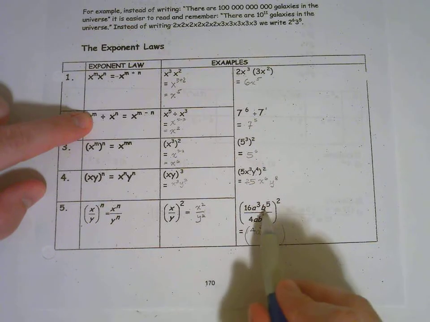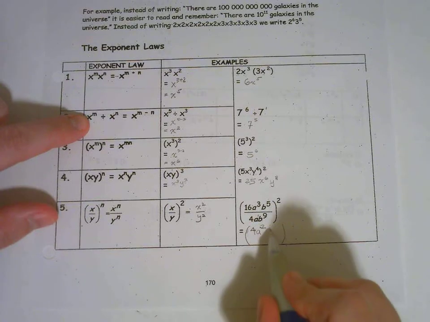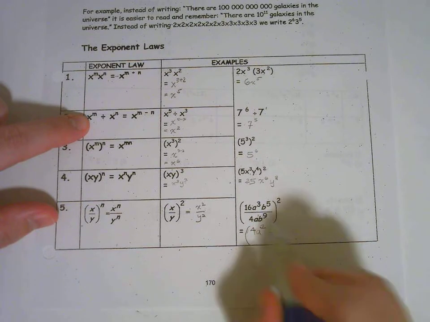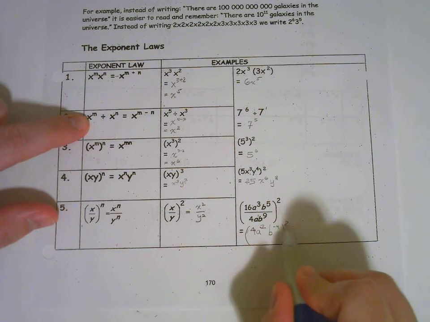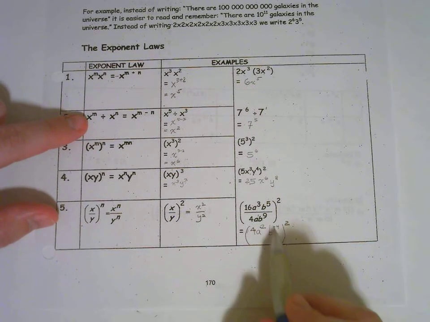And then b to the 5 divided by b to the 9 is another division of powers of the same base, so this is b to the 5 minus 9, which is b to the negative 4. And then we're squaring the whole thing afterwards, which means everything inside here is one big monomial, one big term, so everything gets squared.